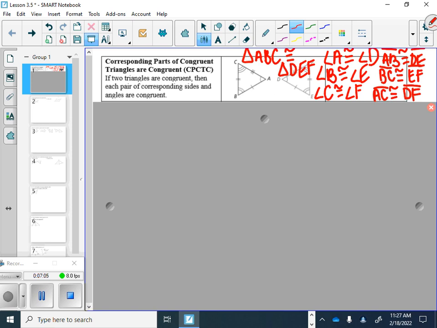Okay, you can do the exact same thing with the sides. AB is the first 2 letters. That means it's going to be congruent to the first 2 letters in the second triangle, DE. AC is the first and third. It's going to be congruent to DF, the first and third in the other. Okay, you can go both ways with it.